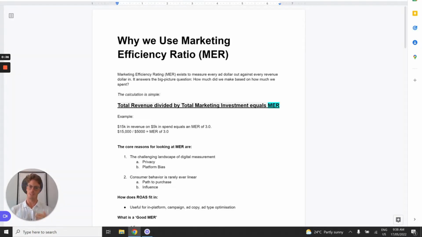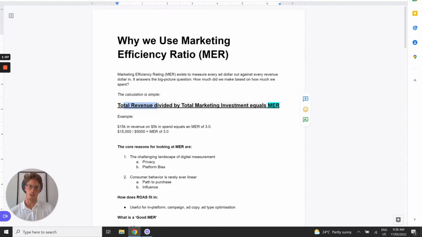So, if we take a step back, what does MER actually mean? MER means marketing efficiency ratio, and you can think of it as essentially like a ROAS across your P&L. What you do to calculate it is you take your total revenue over whatever given period, say a month, 6 months, or 12 months, and divide that by your total marketing investment. So all of your ad spend plus any agency fees, and that equals MER.